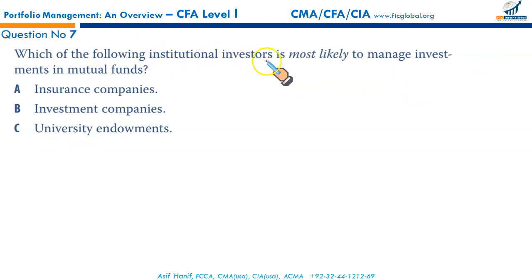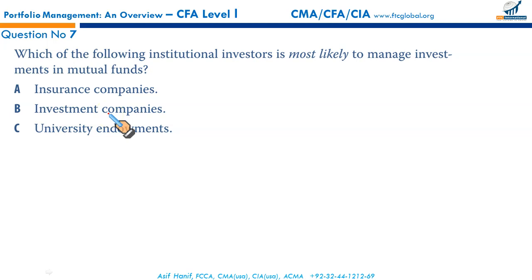Which of the following institutional investors is most likely to manage investment in mutual funds? Insurance companies, investment companies, and university endowments. Insurance companies, yes, they own mutual funds, but they do not issue or redeem shares of the mutual funds. University endowment funds, yes, they may own mutual funds, but they do not issue or redeem shares of mutual funds. Whereas investment companies manage investments in mutual funds.